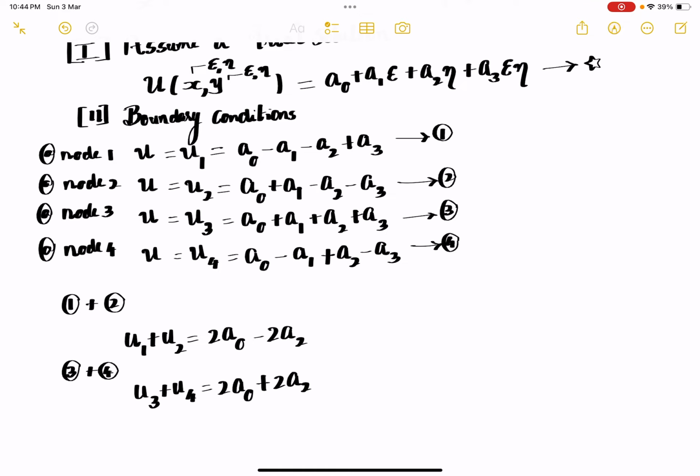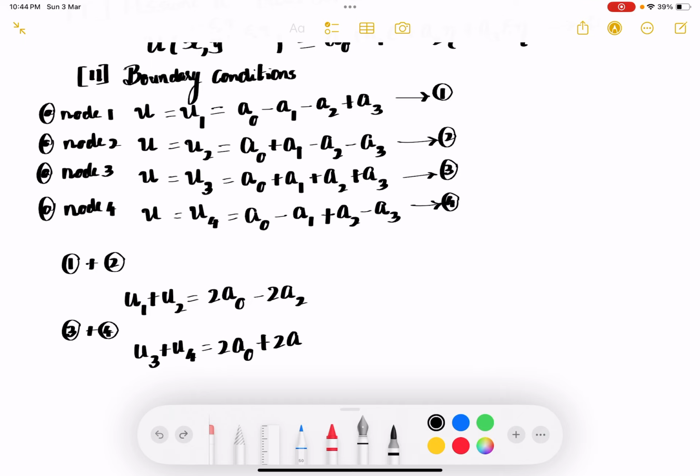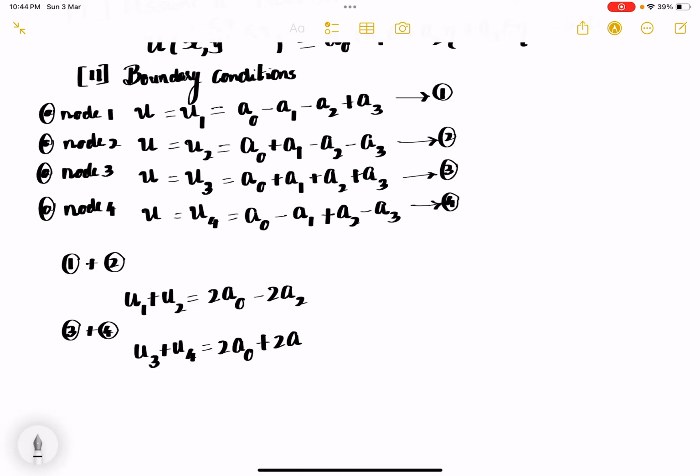Okay. Now I can solve these 2 equations to get the values of a0 and a2. I can call this equation number 5, and this equation number 6. All I have to do is solve 5 and 6 to get the values of a0 and a2. Okay, in exactly the same manner, I'll draw a partition line here.